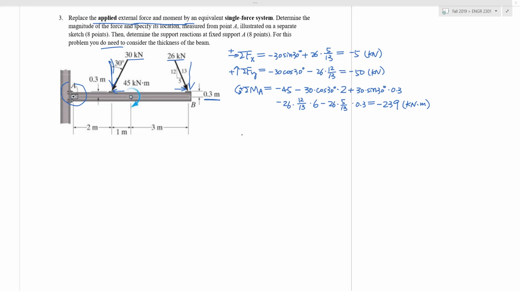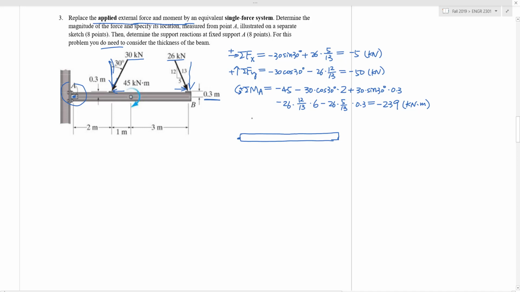So first we will replace our load system by a single force and a single moment about point A. So we're going to put it right here at point A. All right, so right here at point A. So that will be 5 kilonewton X component to the left and a 50 kilonewton Y component vertically down.